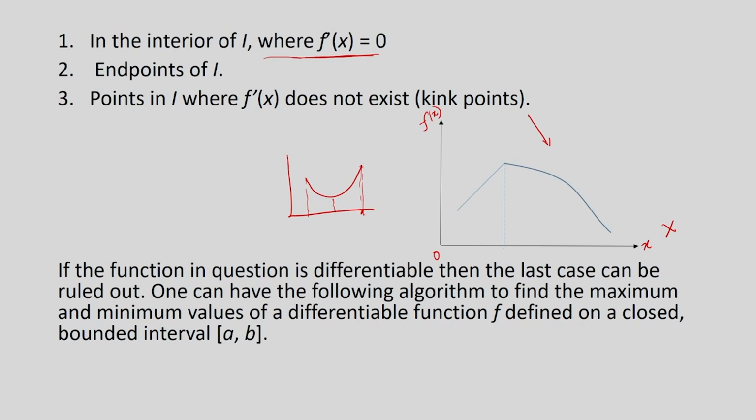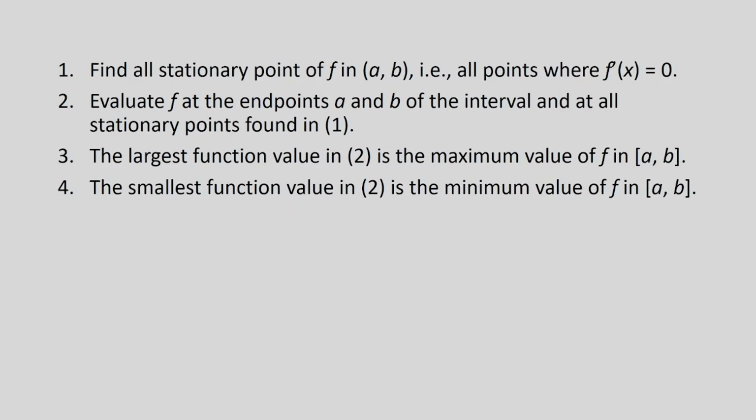One can have the following algorithm in that case to find the maximum and minimum values of a differentiable function f defined on a closed and bounded interval a to b. And this is the algorithm. So, there are 4 steps in this algorithm. Find all stationary points of f in a to b, that is, all points where f dash of x is equal to 0.